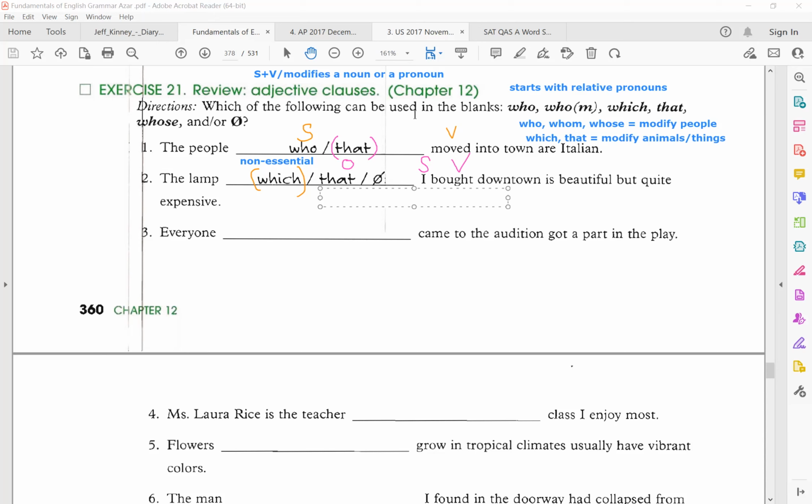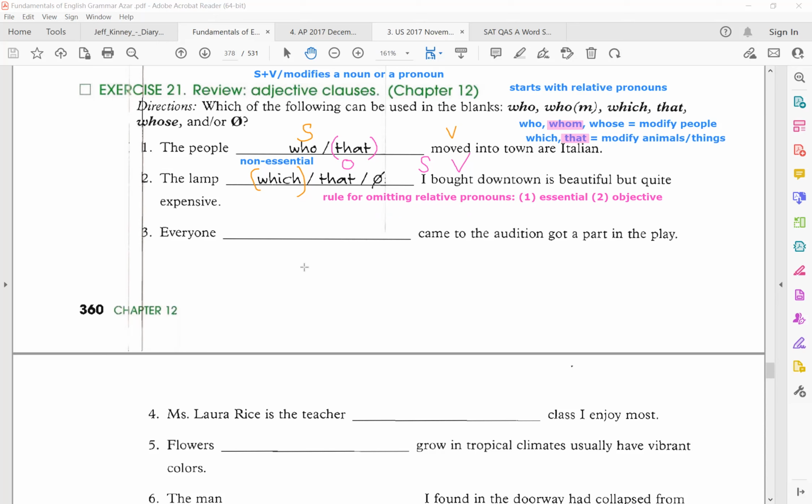So what is the rule for omitting relative pronouns? They have to be, number 1, essential, meaning they cannot be used with commas, and number 2, they have to be objective, meaning they cannot be subject. Okay, so whom and that can also be omitted when they are essential.